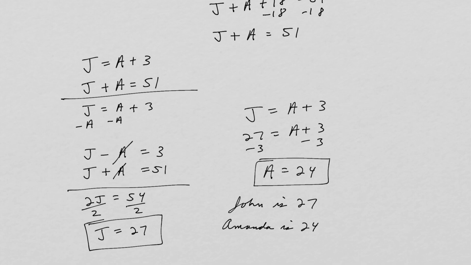Remember, the A and the J are their age right now. Oh, and I think it asked for just John's age, right? So the actual answer would be just 27, right? John is 27. Okay, and then let's do one more example of an application.